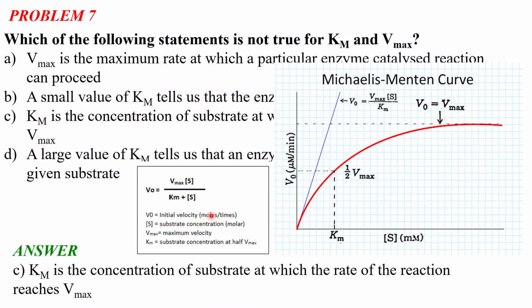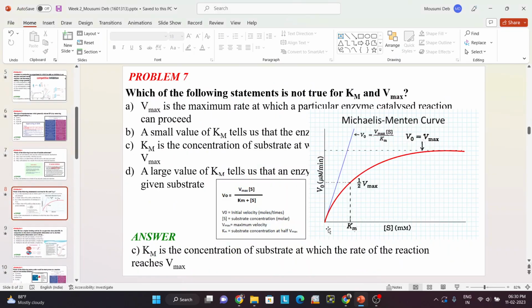Like moles per second. S is the substrate concentration, which is the molar concentration. Vmax is the maximum velocity of the enzyme catalyzed reaction, and Km is the substrate concentration at half Vmax. So when the velocity is half of Vmax, we just plot these two lines on the graph, and we get the substrate concentration, which is called the Km or Michaelis-Menten constant.